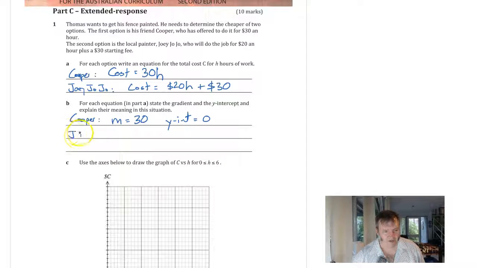Joey Jojo, I'm just going to write JJJ now. It's going to be too much effort for me otherwise. The gradient, how much is it per hour? It's $20 per hour. So the gradient equals 20. The y-intercept, this time it isn't 0. They start off charging you $30 just to come out. So the y-intercept is 30.